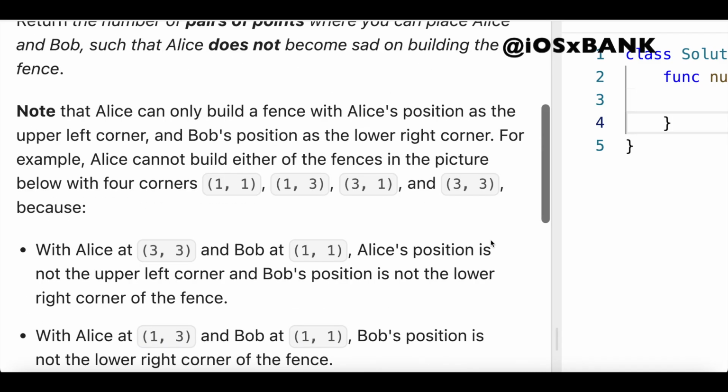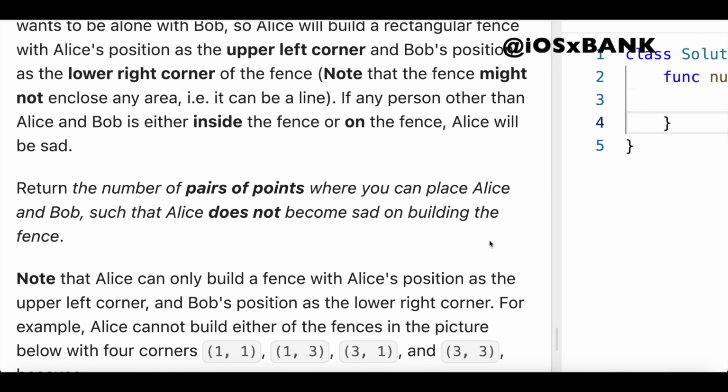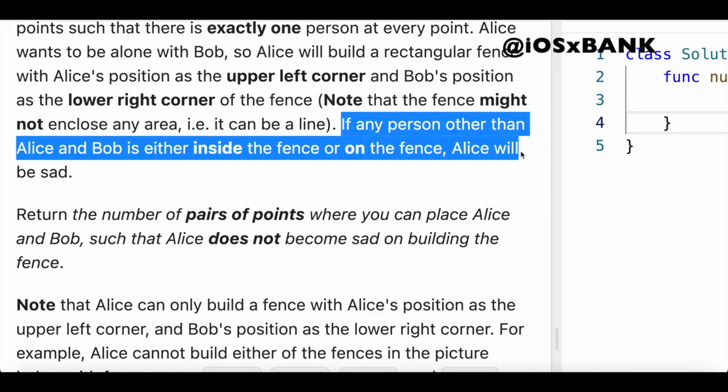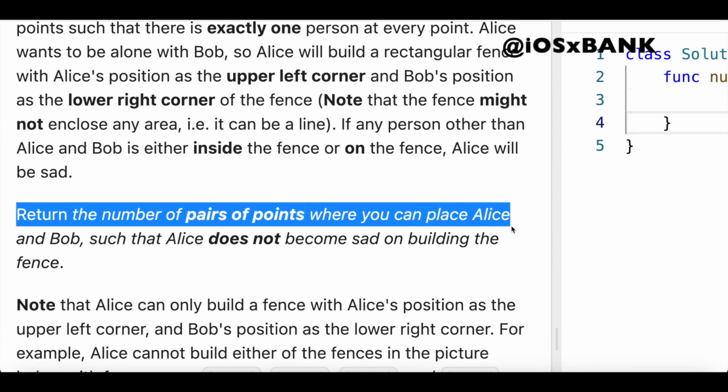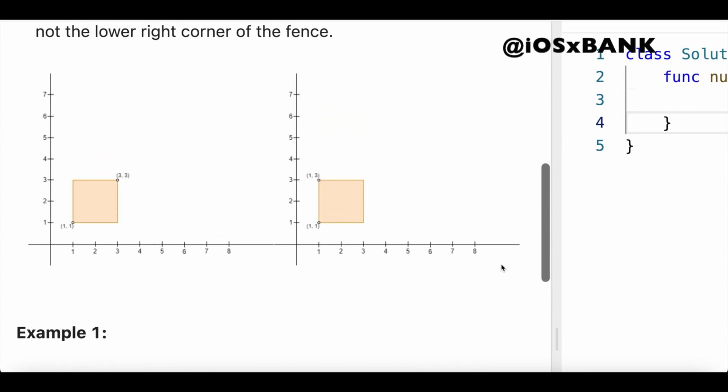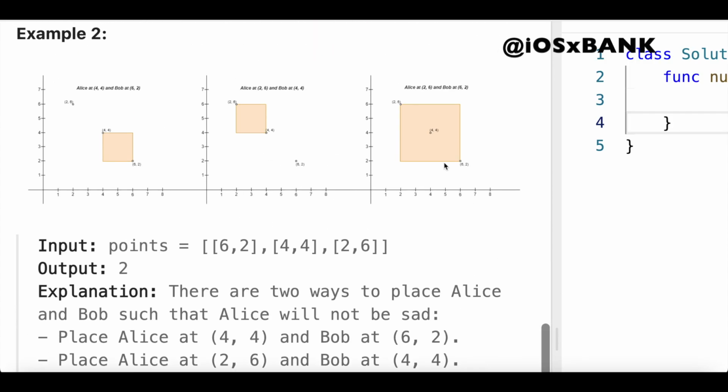So remember up here, it says if any person other than Alice and Bob is either inside the fence or on the fence, Alice will become sad, and we want to return the number of pairs where you can place Alice and Bob such that Alice does not become sad on building the fence. So in this case, as you can see, Alice will be sad because there is a person inside the fence. That's not what she wants. She just wants Alice and Bob, herself and Bob. She doesn't want anybody else in the fence, on the fence, or anything like that.